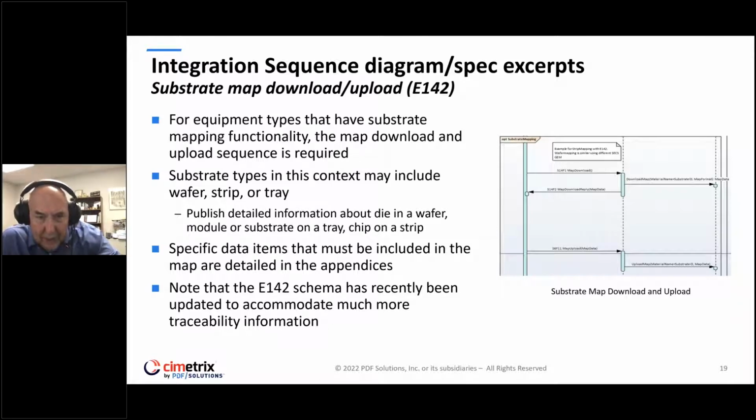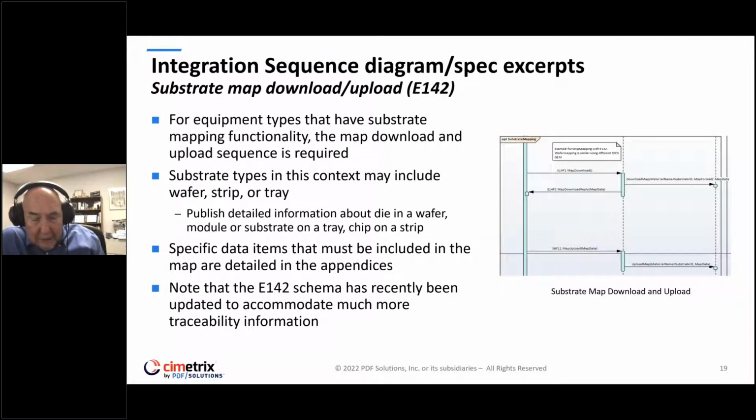For equipment types that need to map information pertaining to an individual component of the substrate, they need to be able to download an existing map, which gives you the status of information pertaining to that substrate to that point, and then update the content of that map, and then have that re-uploaded to the system for use by subsequent processes.